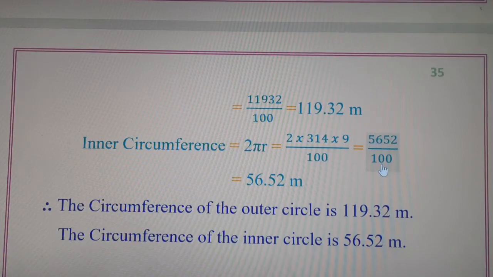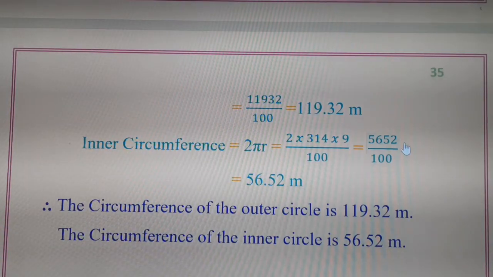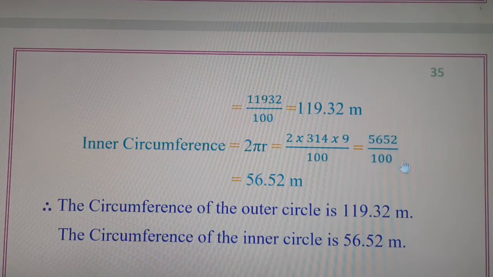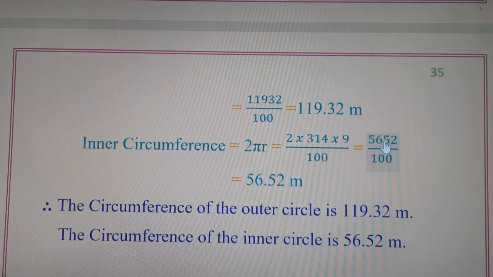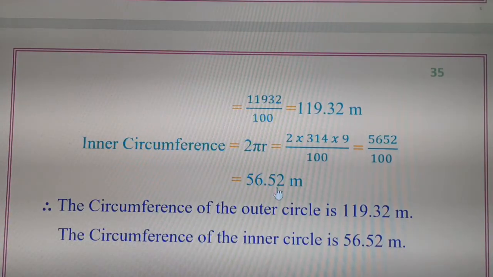5652 upon 100. In the next step, we'll write the answer as 56.52 because this fraction can be represented as a decimal number by removing the denominator 100. We have to put a decimal point after 2 digits because in 100 there are 2 zeros. So from the right side we count 1 digit, then 2 digits, and after 2 digits we put the decimal point. So 56.52 meter is our inner circumference.